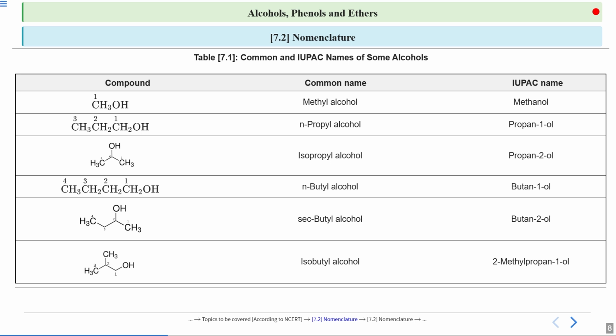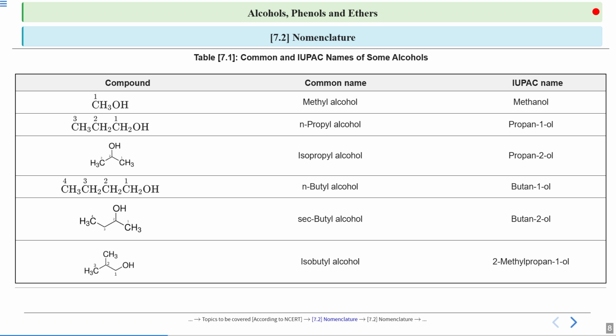Next compound is a 4 carbon containing alcohol. So common name n-butyl alcohol, and the IUPAC name butan-1-ol. The next compound is secondary butyl alcohol. The common name is secondary butyl alcohol because we have a secondary alcohol. The OH is attached to the carbon, which is then bonding with 2 other carbons. So this is a secondary alcohol, and 4 carbons are present in our parent chain. Common name secondary butyl alcohol, IUPAC name butan-2-ol. At the second carbon, the OH group is attached.